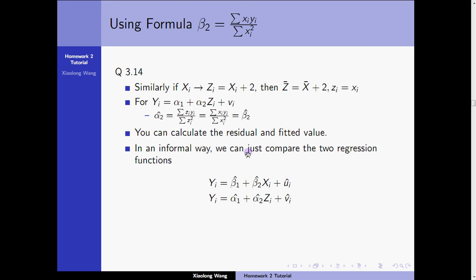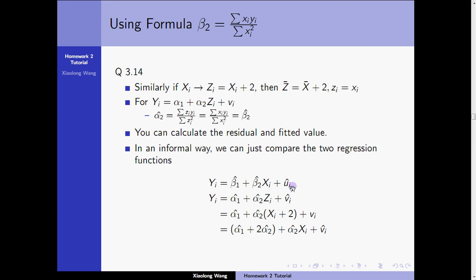And then we know that zi equals xi plus 2. And then we put xi plus 2 here, and then we arrange the terms. We will see that the constant part of the regression function is alpha 1 hat plus 2 times alpha 2 hat. And then the coefficient on xi is alpha 2 hat. And the residual is vi hat.